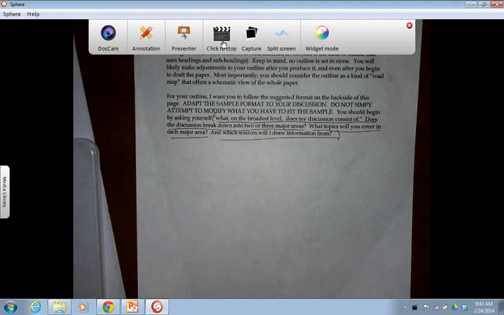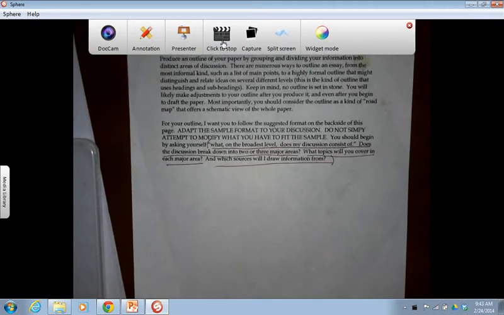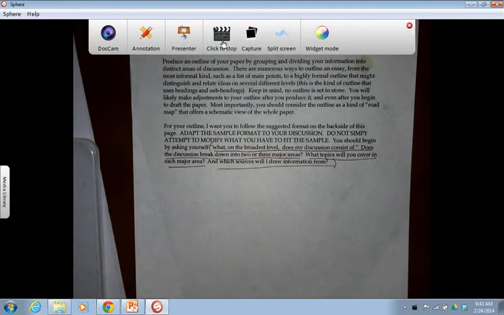Okay. So, your outline of your paper. You're going to produce an outline of your paper by grouping and dividing your information into distinct areas of discussion. So, like information with like information. You may not use all of the information, but if you start, as you research, putting that information in the sources where they go, then it's much easier to organize it later and you don't have to search through it and file through it all.